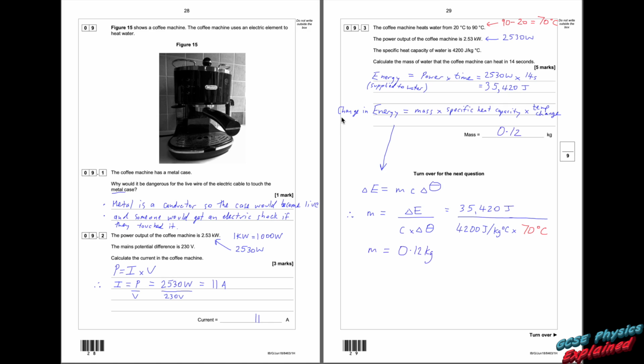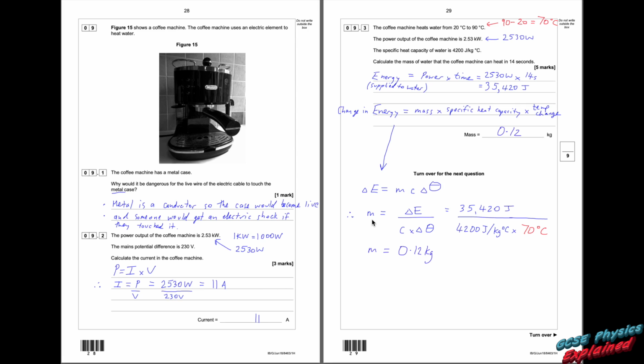Now the equation you need to use is the change in energy equals mass times specific heat capacity times temperature change. That will be given to you in an exam. So it's written like this on your insert if you're AQA. If you're Edexcel, then that equation will be at the back of the paper for you.